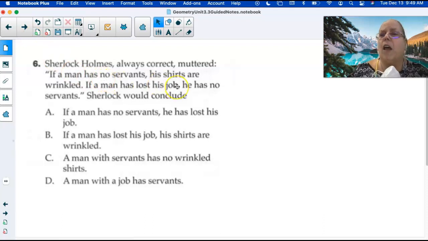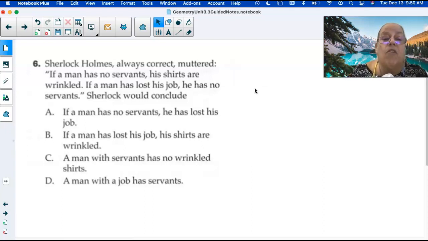Okay? I love this, by the way. Sherlock Holmes, always correct, stated, or muttered, whatever: If a man has no servants, his shirts are wrinkled. If a man has lost his job, he has no servants. So what would Sherlock Holmes conclude from that? Okay, if a man has no servants, he has lost his job? Maybe.